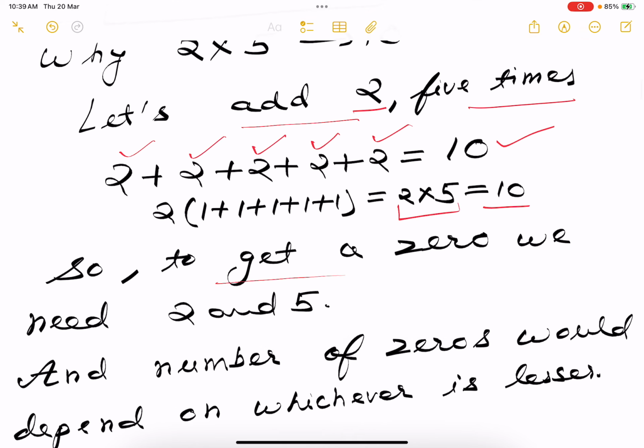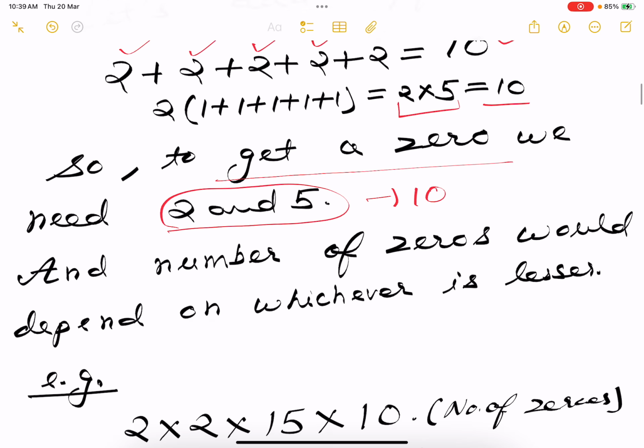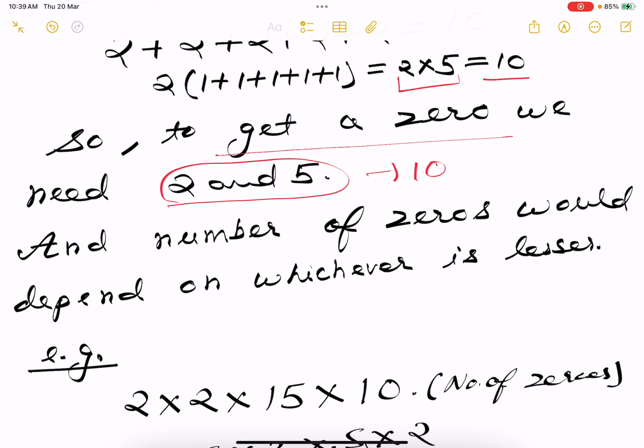So to get a 0, what we need is 2 and 5, because 2 and 5 lead to 10 and zeros come when there are multiples of 10. So however many 10s there are, that many would be the number of zeros. Okay, and the number of zeros would depend on whichever is lesser.